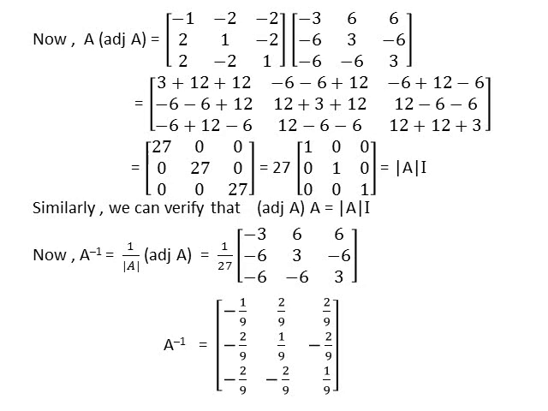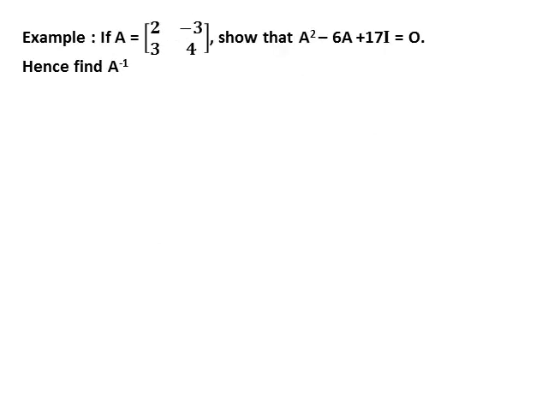-1 by 9, 2 by 9 and 2 by 9. Elements of R2 are -2 by 9, 1 by 9 and -2 by 9. Elements of R3 are -2 by 9, -2 by 9 and 1 by 9. Moving to the next question.